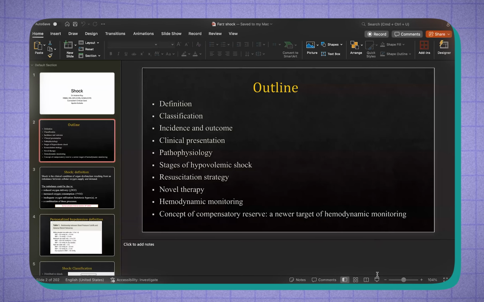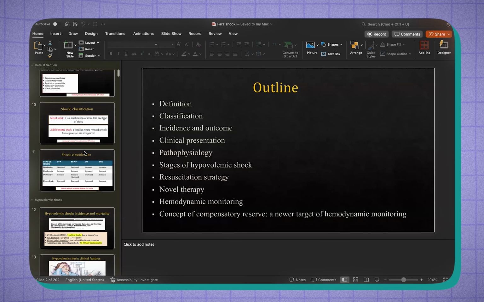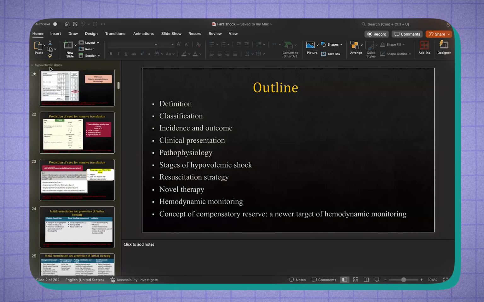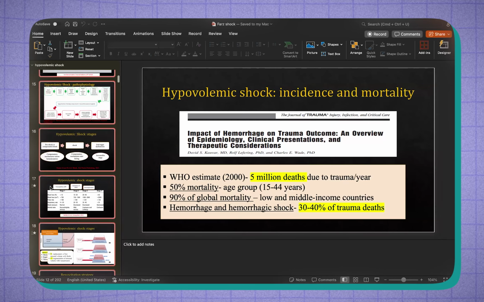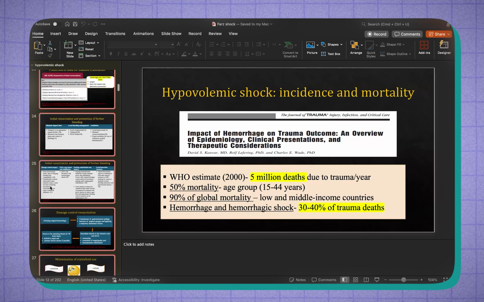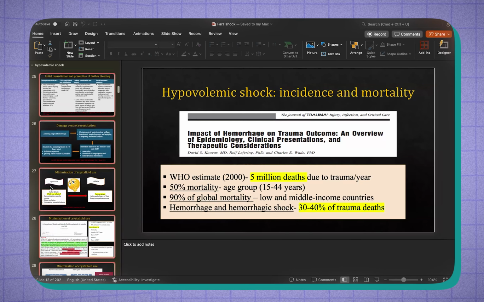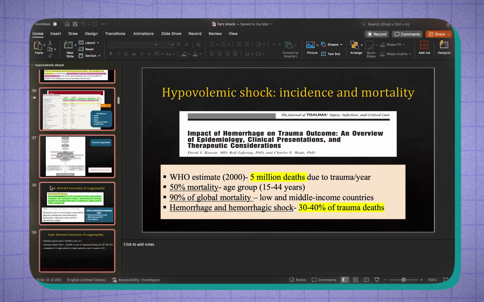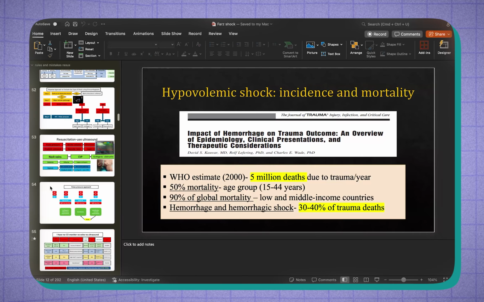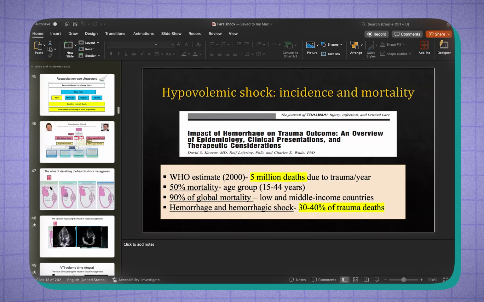I'll not go to the section of hypovolemic or hemorrhagic shock. This one I'll skip. Shock definition and hypovolemic shock, I have already completed. If anyone has any queries, they can raise them right now. They can ask in the chat box if they want. So I'll directly go to the section of assessment of shock.